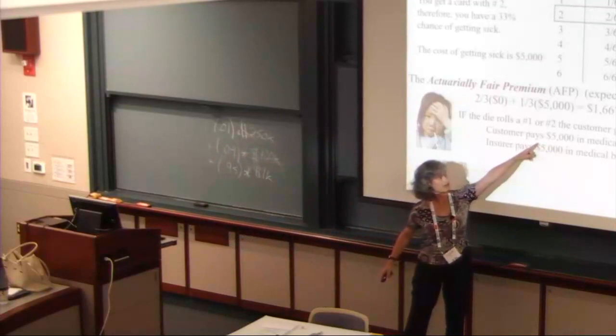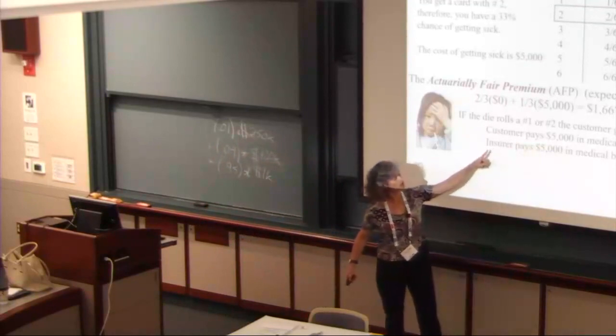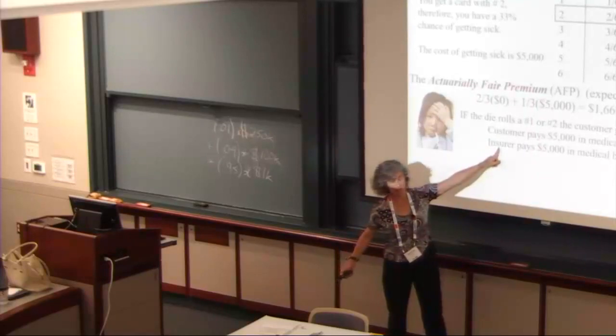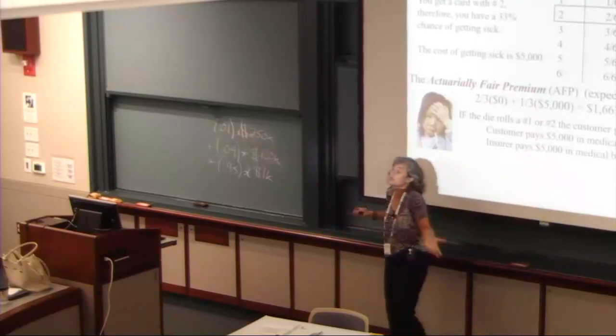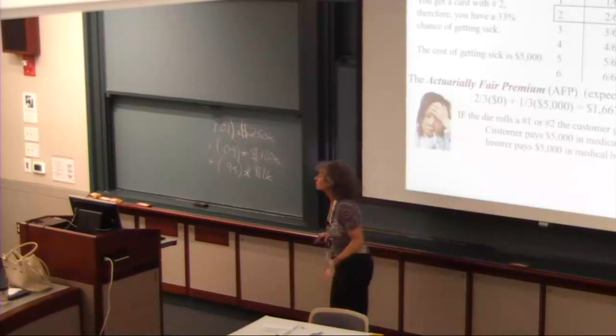Again, if I roll a 1 or a 2, if the customer is uninsured, they have to pay $5,000. If the customer is insured, they don't pay anything. If the customer bought insurance, the insurer is going to pay the $5,000 out of that premium. Everybody got it? Pretty simple, okay?